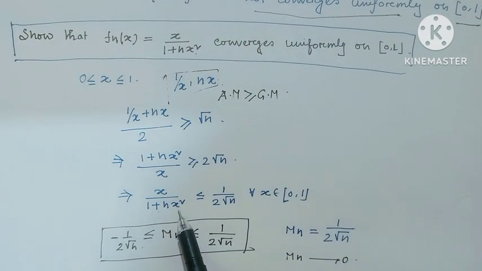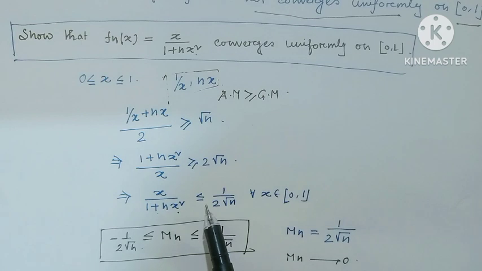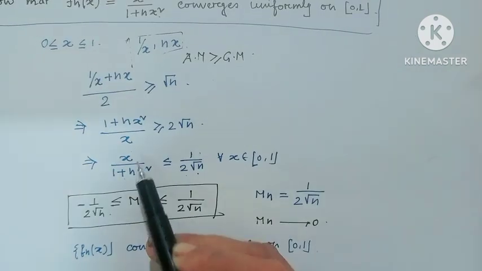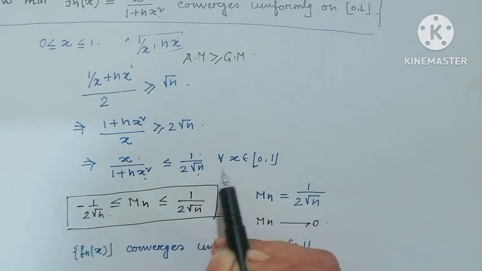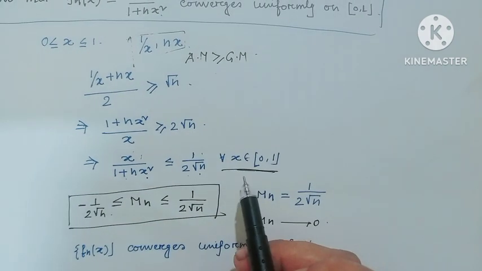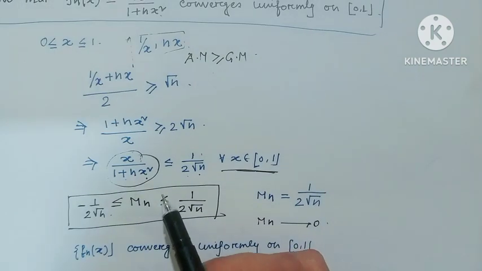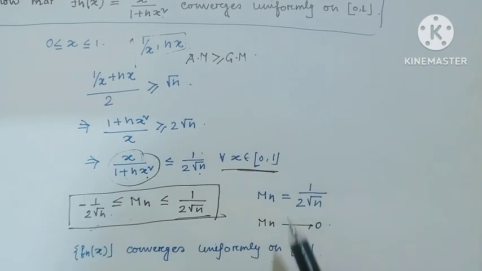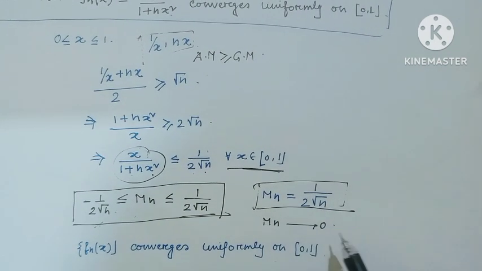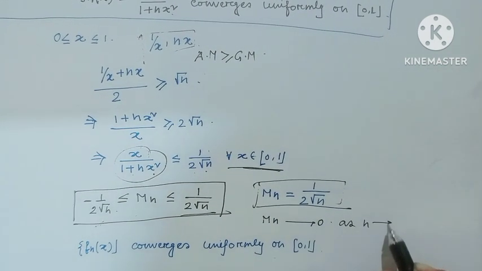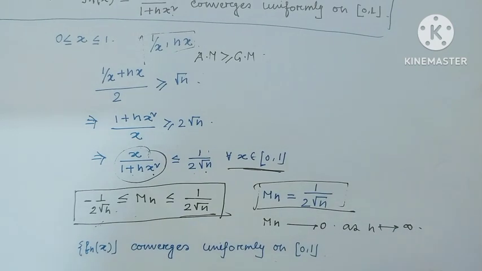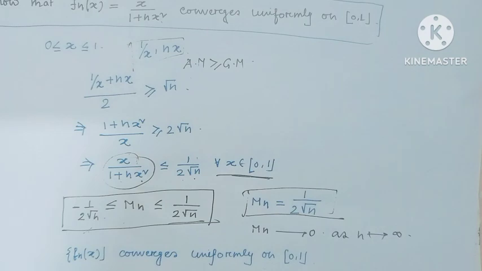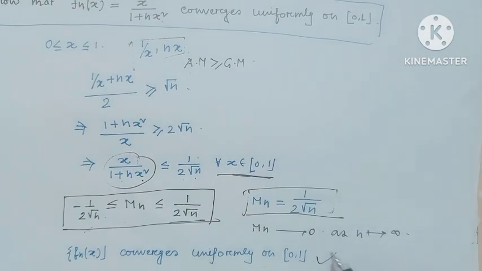If we apply AM greater than or equal to GM, then I will get, on the element, this sequence of functions x over 1 plus n square x square less than or equal to 1 over 2 square root of n. That means for all x belonging to the closed interval [0, 1], this is the Mn. That means Mn is greater than or equal to this and less than or equal to this. That means Mn equals this, and as n tends to infinity, Mn goes to 0. So since Mn goes to 0, this sequence of functions converges uniformly on the closed interval [0, 1].